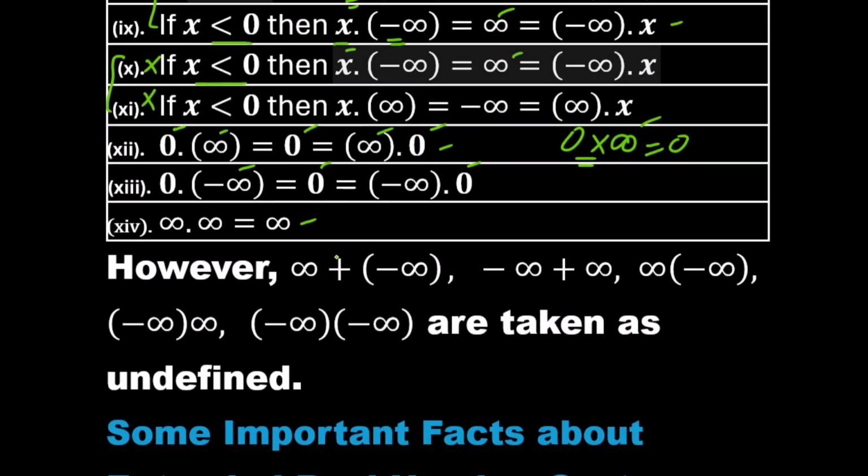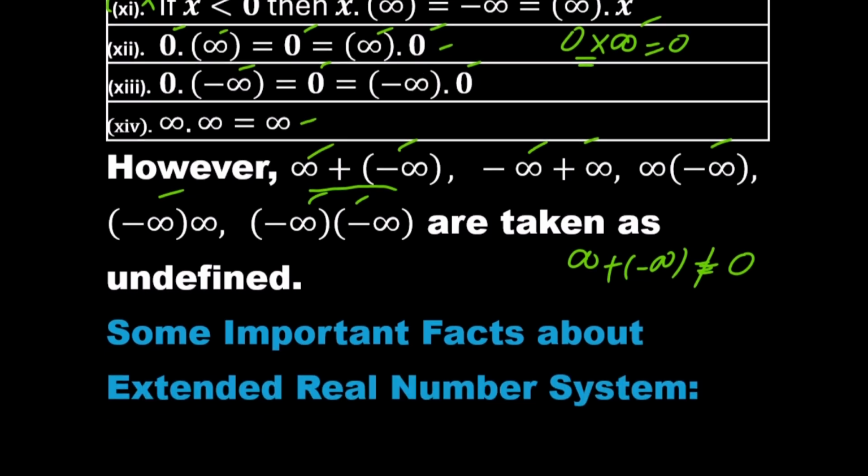However, these operations are also undefined in the extended real number system. That is, if we add infinity with minus infinity, there is no answer to this operation. We cannot say that infinity plus minus infinity, being additive inverses of each other, becomes 0. This is not equal to 0. This is undefined. Similarly, minus infinity plus infinity, infinity into minus infinity, minus infinity into infinity, minus infinity into minus infinity, these operations are undefined. There is no answer to these operations in the extended real number system.